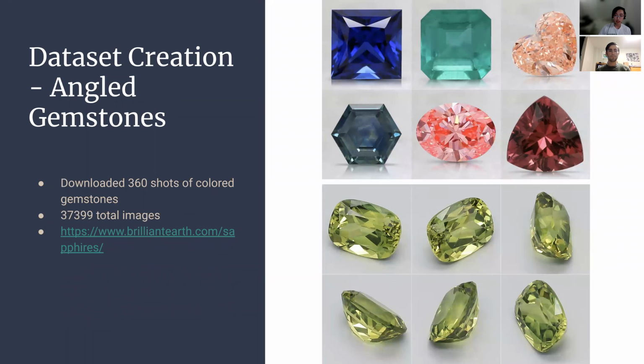We also created a second dataset of gemstone images, so non-diamond images with color. One of the systems that Brilliant Earth has is that they can take 360-degree images of a particular gemstone. You can see on the bottom right that they have taken images of this one gemstone from many different angles. We created a dataset of a little over 37,000 total images of these multicolored, multi-angled gemstones.